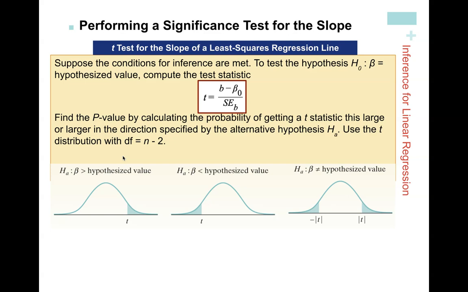All right, so how about a significance test? Suppose the conditions for inference are met. To test the hypothesis that beta is equal to some hypothesized value, you're going to compute the test statistic t equal to b minus beta null over SE of b. Find the p-value by calculating the probability of getting a t statistic this large or larger in the direction specified by HA. Use the t distribution with df equal to n minus 2. So there's a greater than, there's a less than, there's a not equal to.